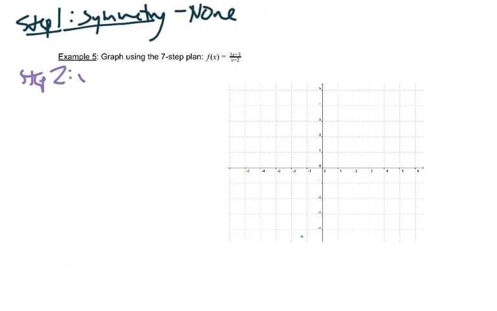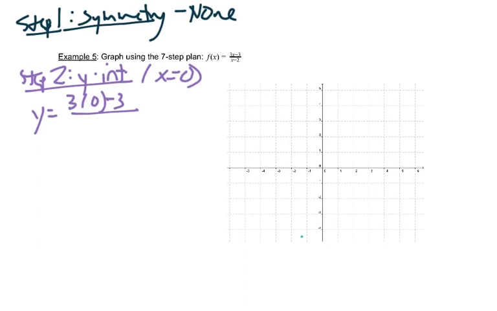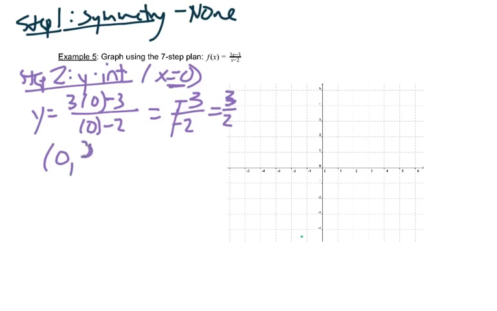So step 2 is the y-intercept. And remember, that means that we make x equal to 0. So we have y equals 3 times 0 minus 3 over 0 minus 2. 3 times 0 minus 3 is just -3, and 0 minus 2 is just -2. Those two negatives cancel out and leaves me with 3 over 2. So I find out now that my y-intercept, remember x is 0, is (0, 3/2). And I can put that on my y-axis right there.